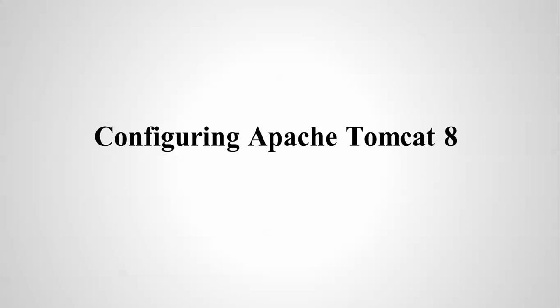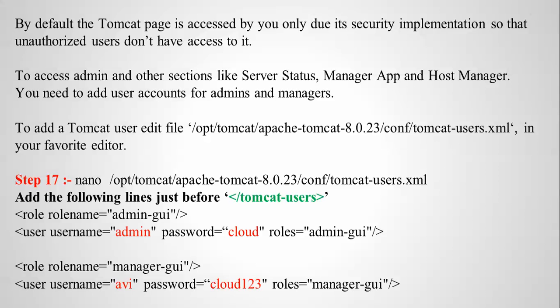After that, configuring Apache Tomcat. By default the Tomcat page is accessible only by you. That means security implementations are already there, so unauthorized users do not have access to it. For that access, I'm going to create an admin for sections like server status, manager apps, and host manager. So you need to add a user account for admin and managers.